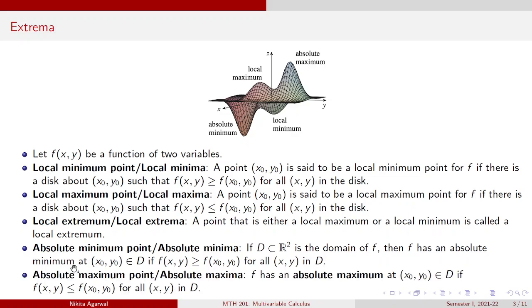Similarly, you have an absolute maximum point. So f has an absolute maximum at this given point if the value of the function at this point is bigger than all the other possible values of f in the entire domain. Okay, so the picture is a good representation of these definitions.